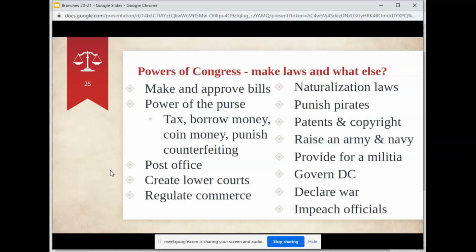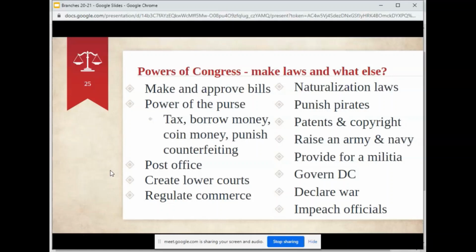They have the power to establish a post office, which actually existed under the Articles of Confederation as well. If we think about it, Article 3 only creates the Supreme Court, and then it says, Congress, you can do the rest. So Congress has the power to create all of the lower courts. Every federal court in this country that is not the Supreme Court of the United States was created through a Judiciary Act of Congress, which we will talk about a little bit more when we get to the judicial branch itself. You guys got regulate commerce. That was one of our big words.